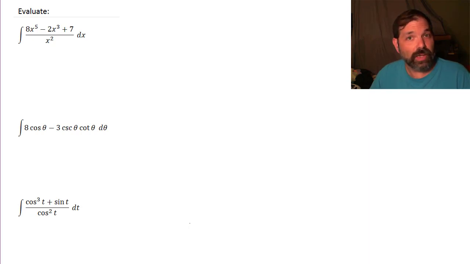Now, just like there isn't a product rule for integrals, there isn't a quotient rule for integrals. So I'd like for you to pause, try this one out on your own, and see if you can use some algebra first to get this to a form that we can work with.